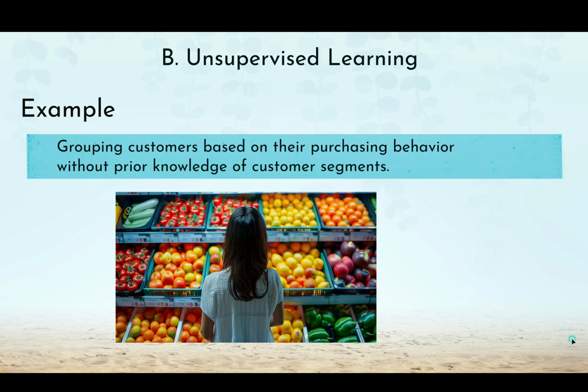Example. An example of unsupervised learning is grouping customers based on their purchasing behavior without prior knowledge of predefined customer segments. In this case, the model analyzes patterns in customer data such as purchase frequency, product types, and spending habits and groups similar customers together. The model does this without any labeled data or predefined categories.